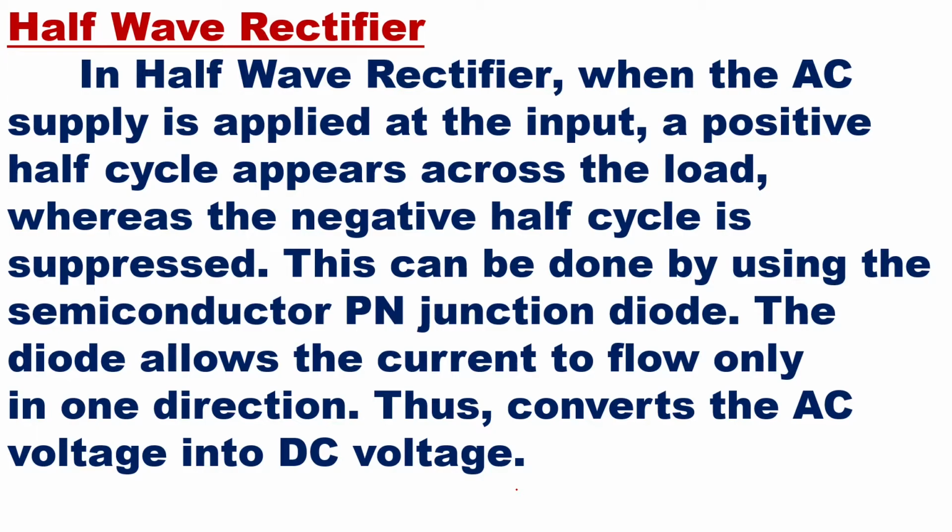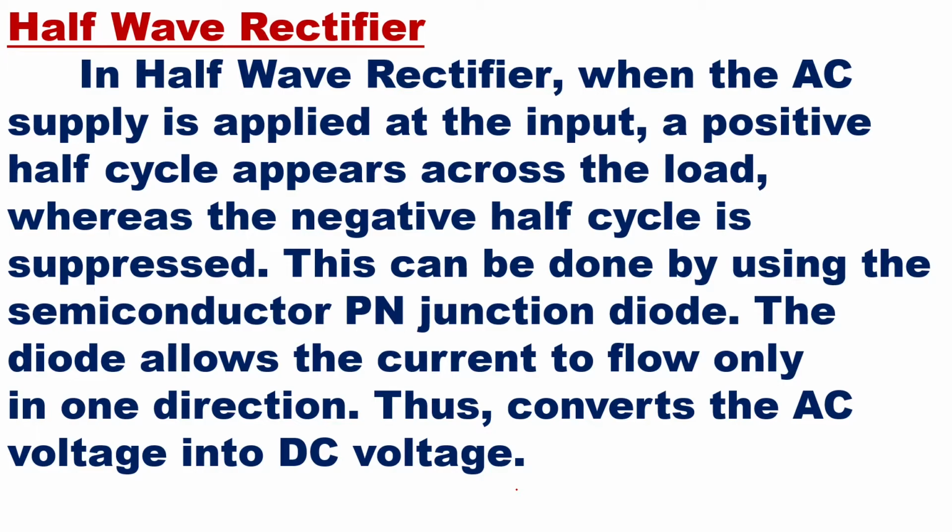So what exactly have we covered up till now about the half-wave rectifier? In a half-wave rectifier, when the AC supply is applied at the input, that is the positive and negative half cycle, the positive half cycle appears across the load, whereas the negative half cycle is suppressed. There is no output when the input is the negative half cycle. This can be done by using a semiconductor p-n junction diode. A simple semiconductor diode can be used for this rectification.